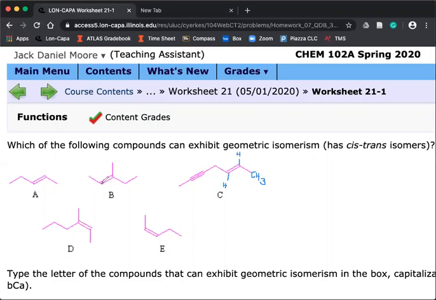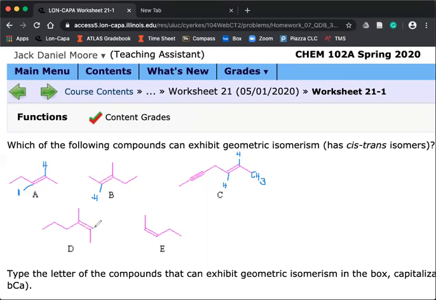We can come over here to B, we can draw in our hydrogen, and we can see that B also contains a double bond, and it has 2 different groups on both sides of that double bond, so this is also going to have cis-trans isomerism. A also is going to have cis-trans isomerism. It has 2 different groups on both sides of the double bond. We have a hydrogen and a methyl, and then a hydrogen and an ethyl. So we have 2 different groups on each side, so we can have cis-trans isomerism here.